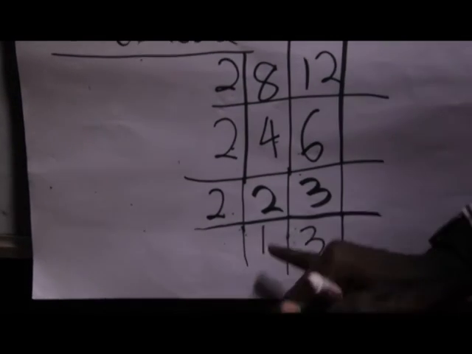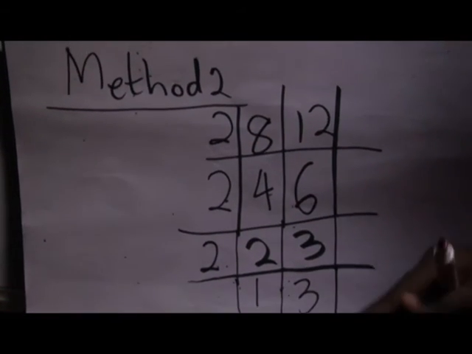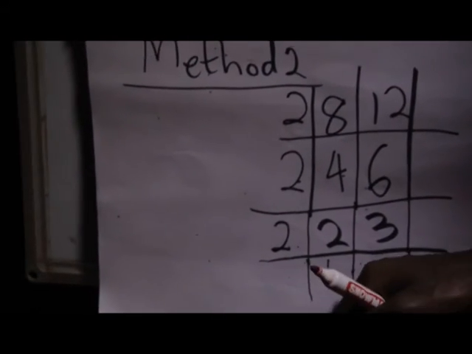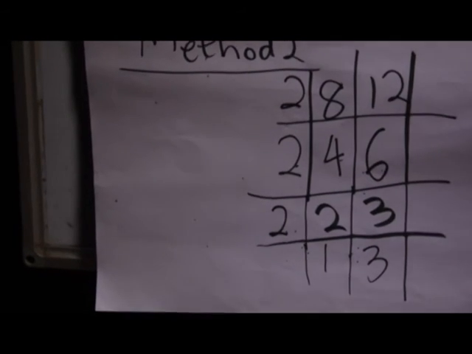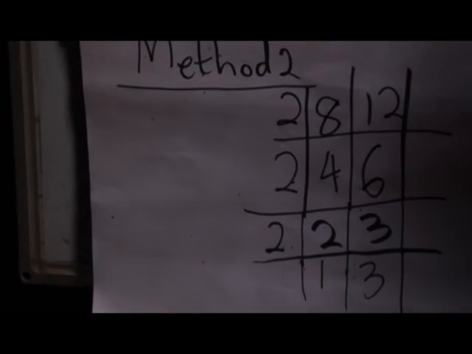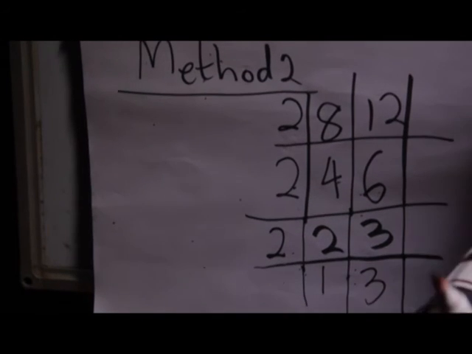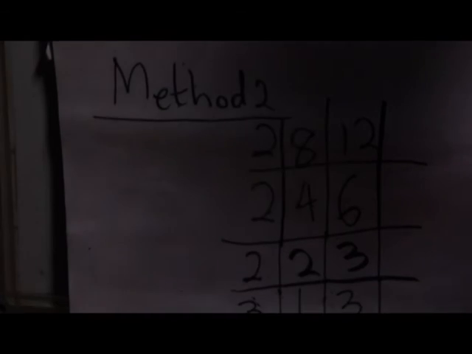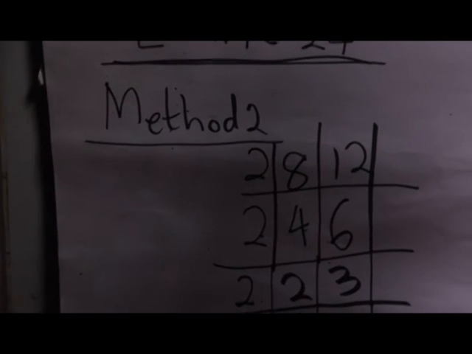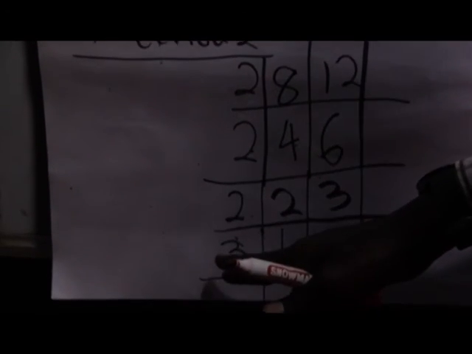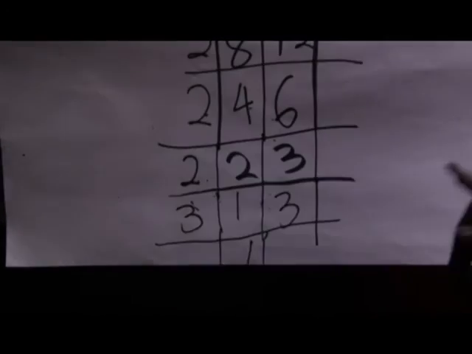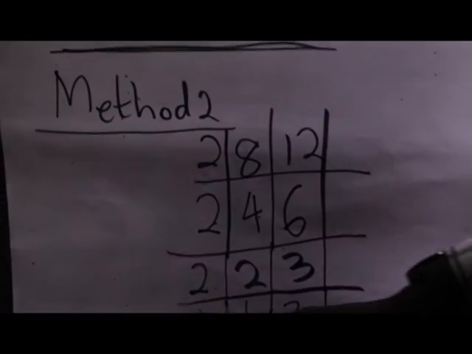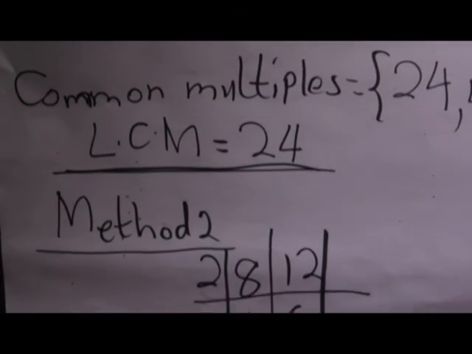Then after that, since I have a 1 here, I proceed to the next prime factor, which is 3. Between 1 and 3, is there any number that is divisible by 3? The answer is yes, because 3 divided by 3 gives me 1. So I can use a 3 here, and since 1 does not divide 3, I leave it the way it is. Then 3 divided by 3, my answer is going to be 1. Remember we said you stop when you have 1, 1 in these two columns.